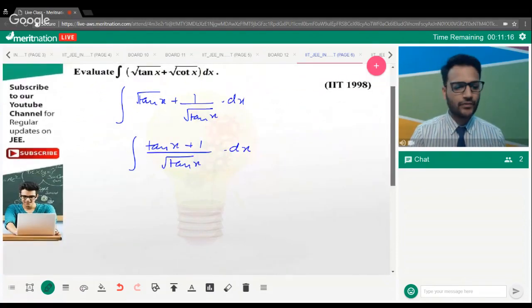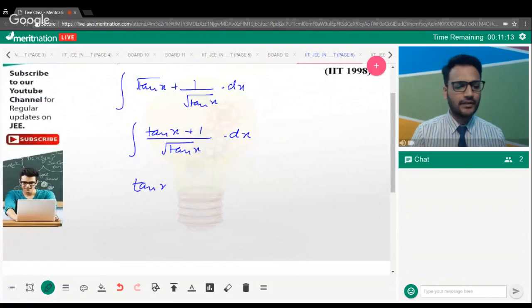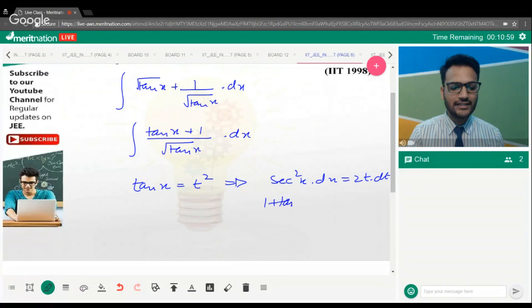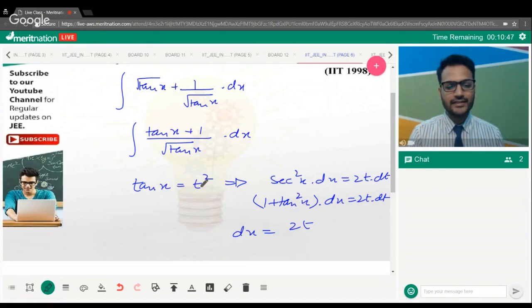Right. Over here, you can very easily assume tan x to be t squared. That will give you sec square x dx is equal to 2t dt. Sec square x can be written as 1 plus tan square x, and tan square x is t to the power 4. Therefore, dx is 2t upon 1 plus t to the power 4 times dt. This is what dx is.